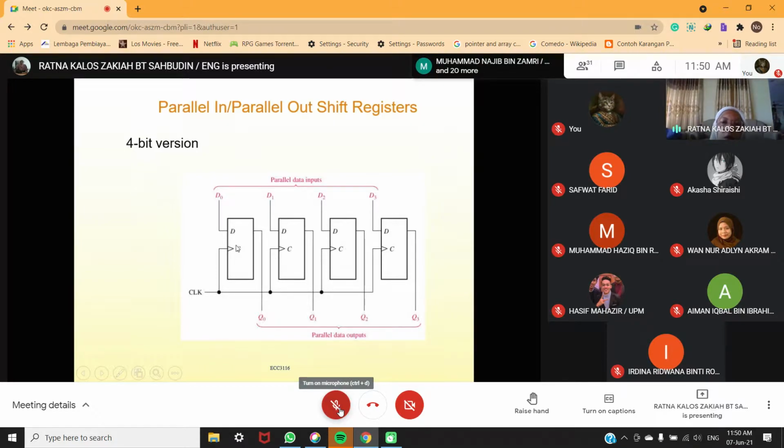And then look at the clock here. You don't have any bubble, so you refer to the positive edge, yeah? Okay. Is this synchronous or asynchronous? Okay, this is synchronous, yeah, because you have only one clock connected to all. Okay, this is a synchronous shift register.